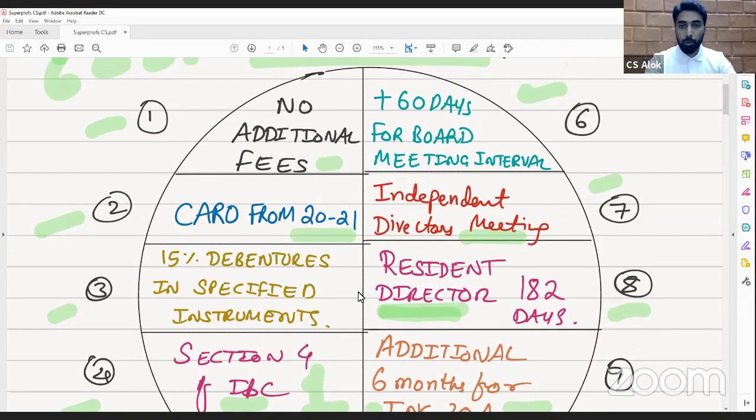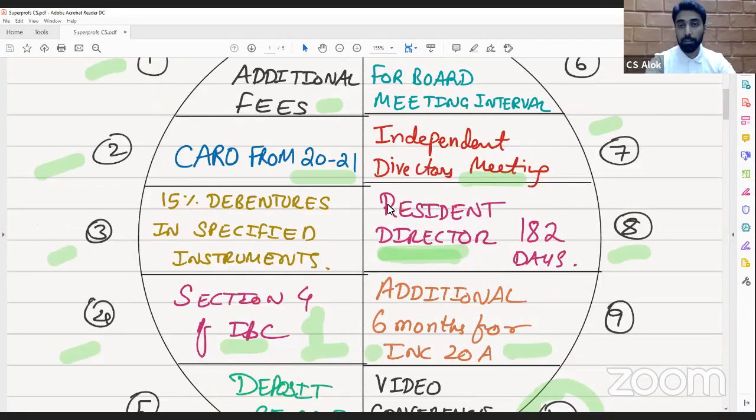Then we come to board meeting intervals. Board meeting intervals, usually what do we study? A 120 days gap. You should not have more than 120 days gap between 2 board meetings. Now we are going to get an extra 60 days. As you can see on the screen here, you're going to get an extra 60 days. Independent directors' meeting has been relaxed right now.